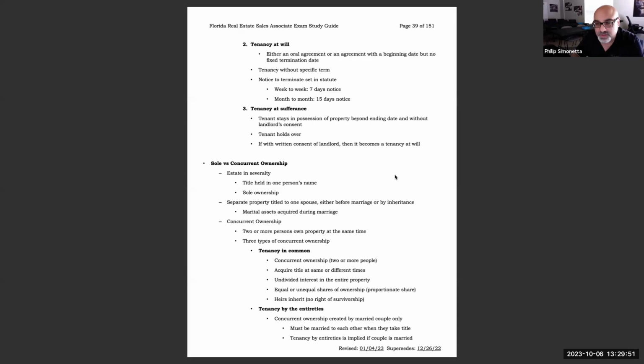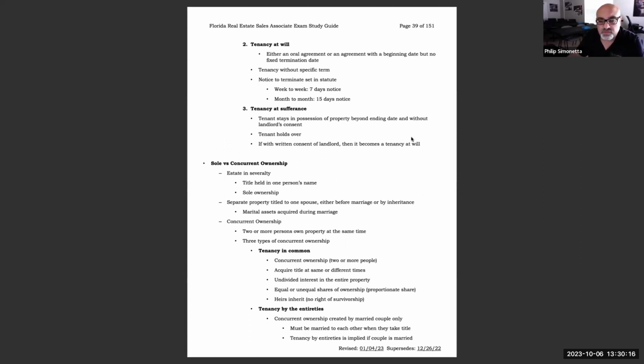It's a tenant holdover. Now, if with written consent, the landlord, then it becomes a tenancy at will, right? So if the landlord says, okay, I'll put it on paper, you can now rent month to month, just give me 15 days notice when you leave, right? It would go to tenancy at will. But if they never give you a new lease and you just live off that old lease, it's going to be a tenancy at sufferance. Okay.